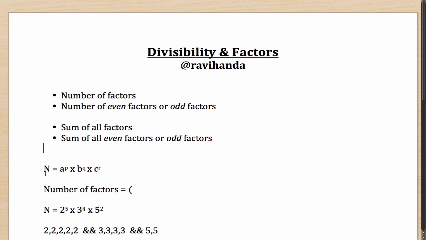Let's say I'm given a number n, which is of the format a to the power p into b to the power q into c to the power r. A, B, C are prime numbers, whereas p, q, r are their powers. Then its number of factors will be given by (p plus 1) into (q plus 1) into (r plus 1). Yes, the formula is as simple as that. But it is even more important to understand why this formula is valid. Why is it (p plus 1) into (q plus 1) into (r plus 1) and not any other value?